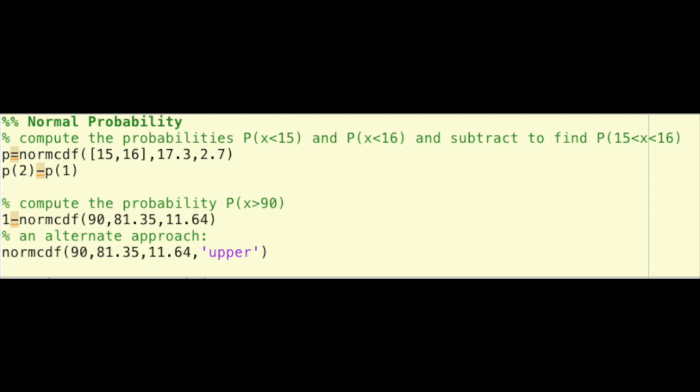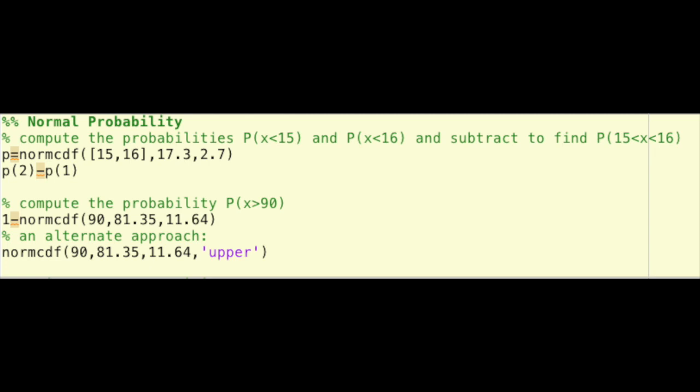To compute probabilities with the continuous distributions, we're typically just using the CDF function that is supplied by Matlab. And so I want to compute the probability ultimately that a normally distributed random variable is lying between 15 and 16, under the assumption that this random variable has a mean of 17.3 and a standard deviation of 2.7.